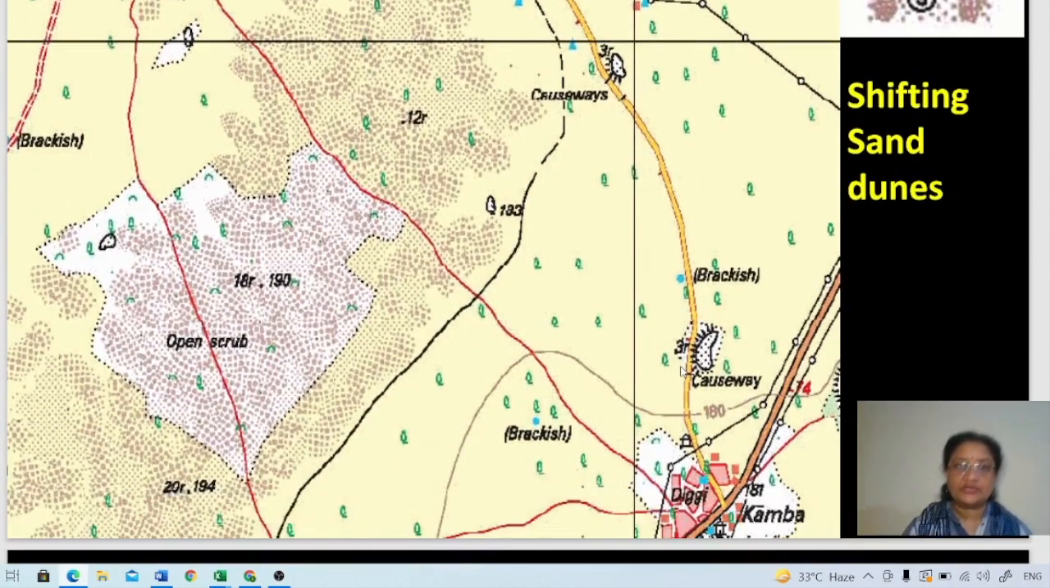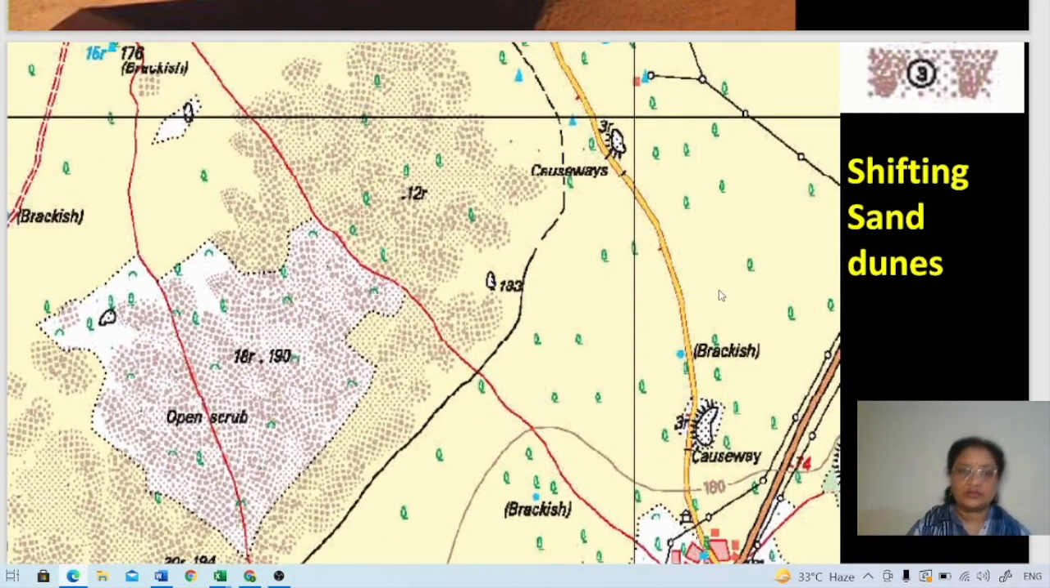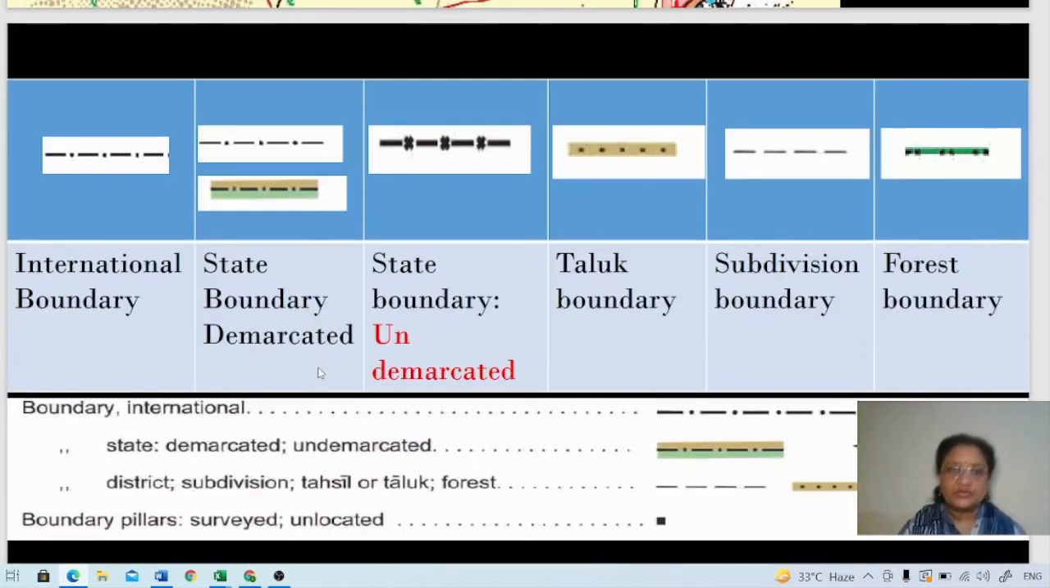Now the next one, this is actually a part of the topo sheet where you can see the shifting sand dunes. If you compare the shifting sand dunes with the longitudinal sand dunes, you will find these dots are very close, but they do not have any longitudinal shape. These are just clustered at one place. So these are called shifting sand dunes. Now come to the next one.